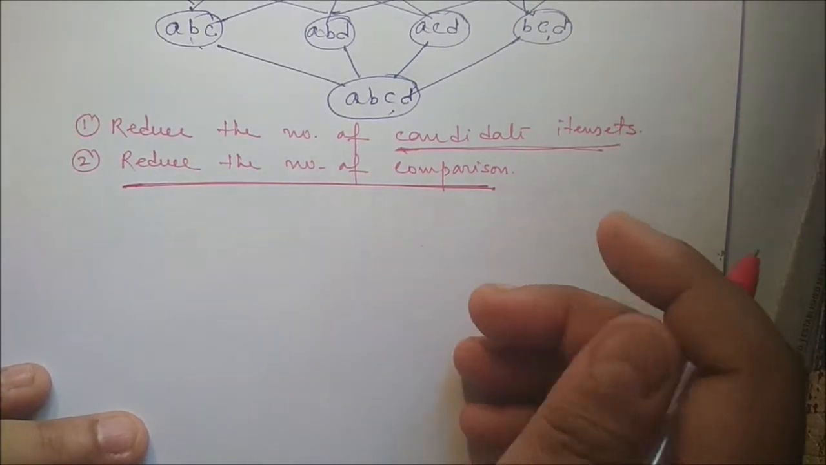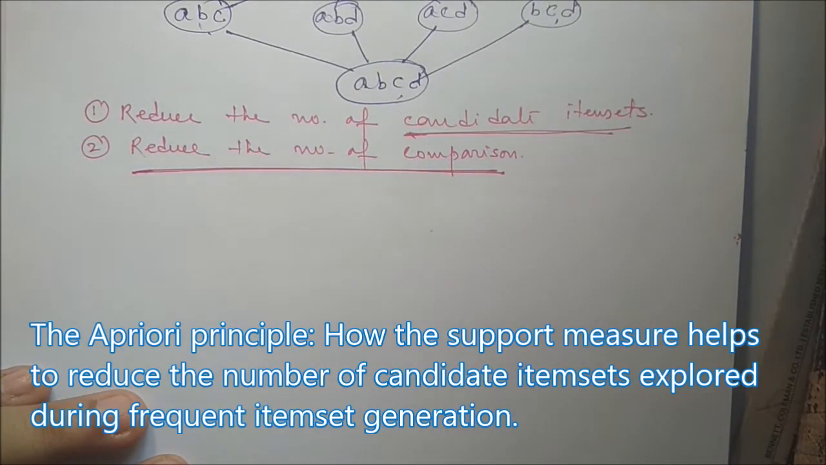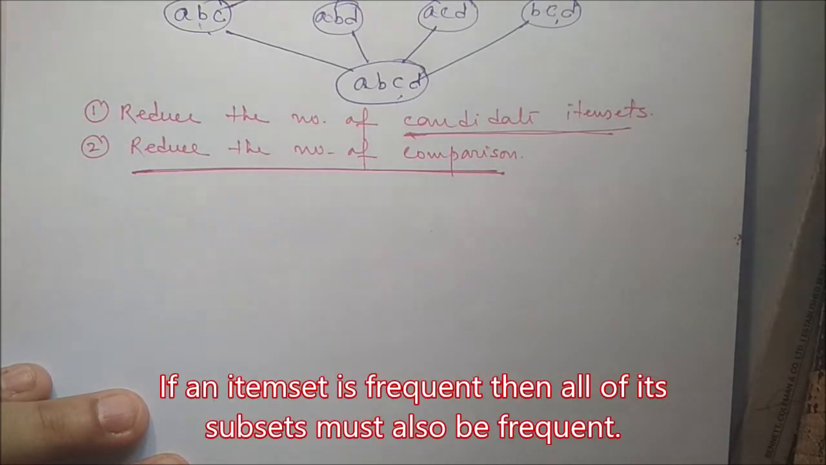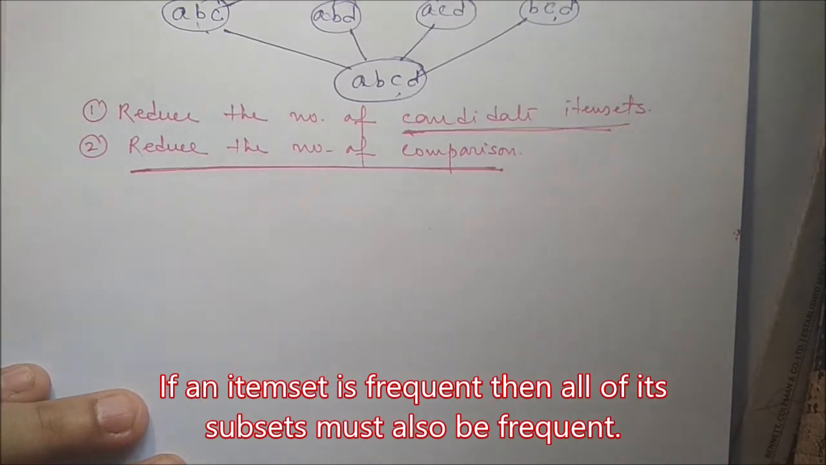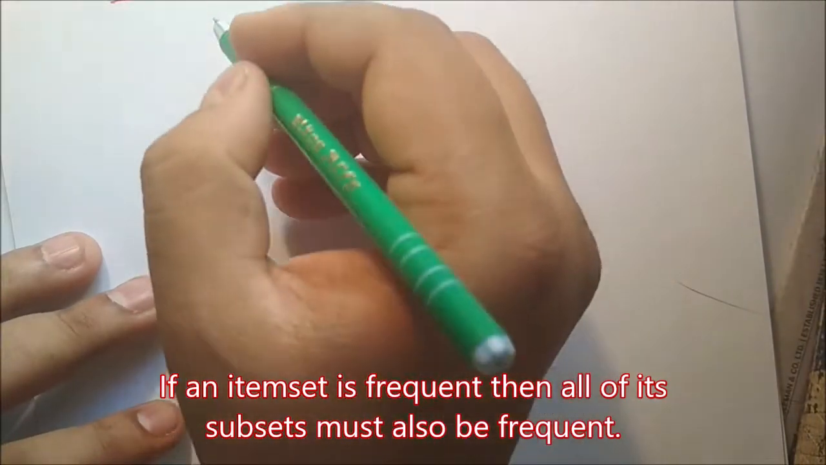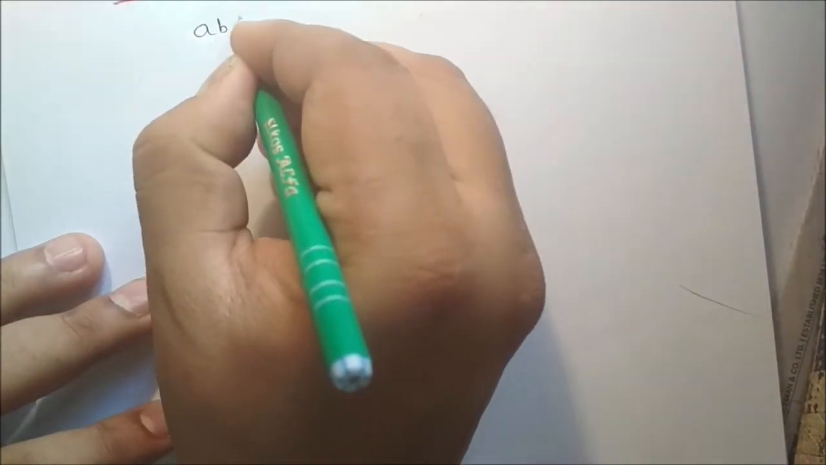So first of all, see what is the a priori principle. The a priori principle is how the support measure helps to reduce the number of candidate item sets explored during frequent item set generation. Now the a priori principle: if an item set is frequent, then all of its subsets must also be frequent. So what is the meaning of that? Suppose the item set is A, B and D.